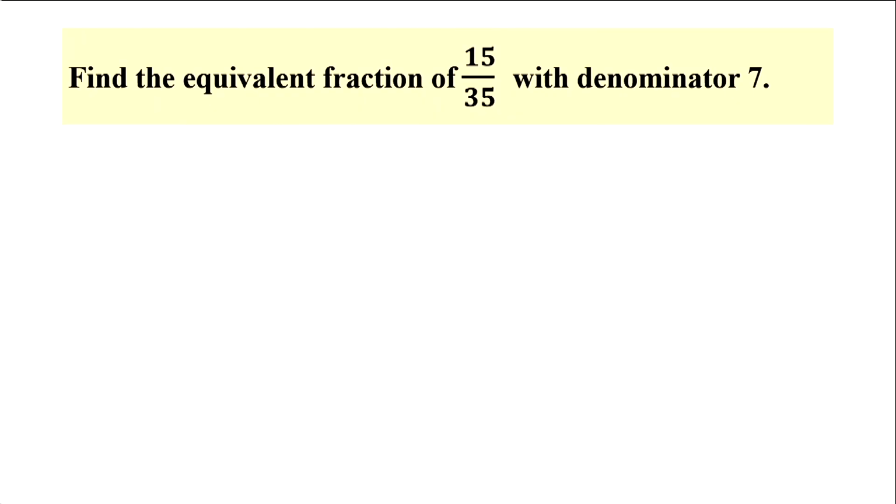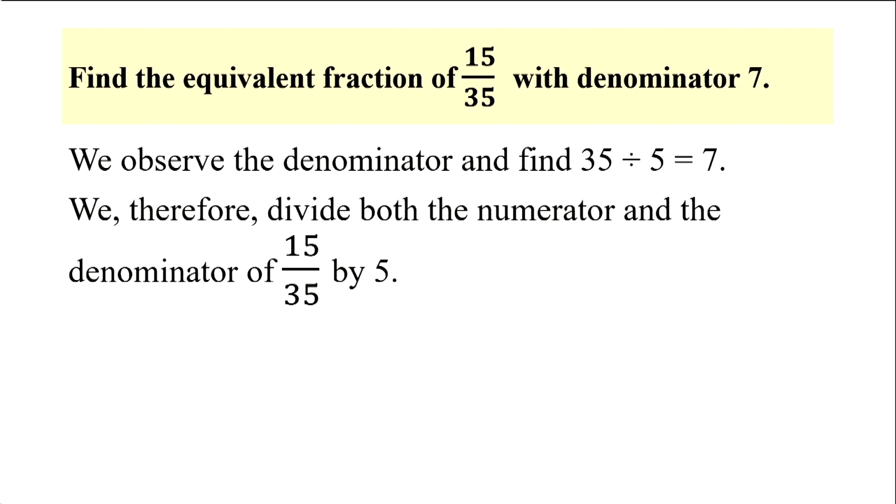Here a denominator value is given. Find the equivalent fraction of 15 by 35 with the denominator 7. Here if you observe the denominator, we are seeing 35 there. So, therefore, we have to divide the numerator and denominator by 5.